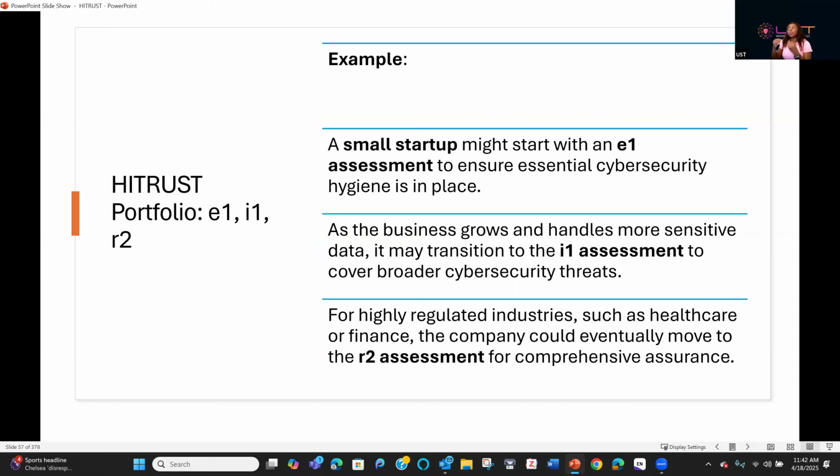For example, let's say a startup company, this is something that we've covered. A startup company again will choose the E1 assessment to ensure essential cybersecurity hygiene is in place. As the business grows and handles more sensitive data, it may transition from E1 to I1 assessment to cover broader cybersecurity threats. And again, for highly regulated industries such as healthcare and finance, the company could eventually move from I1 to R2 assessment, which is a more comprehensive approach.